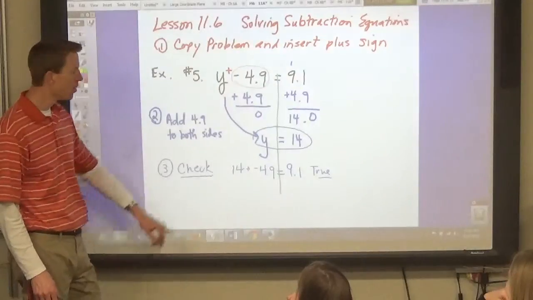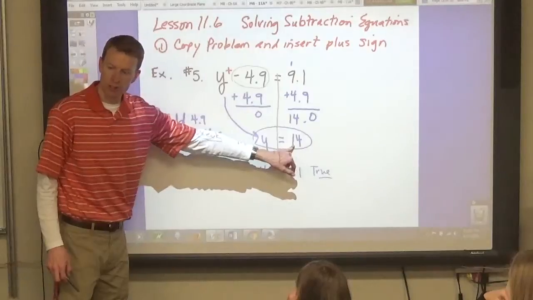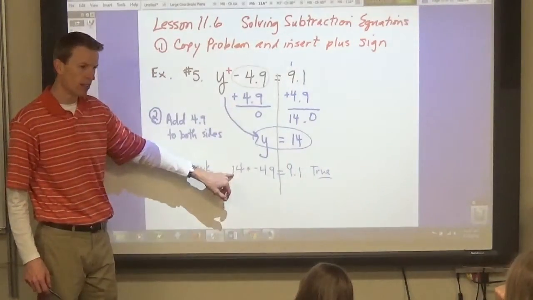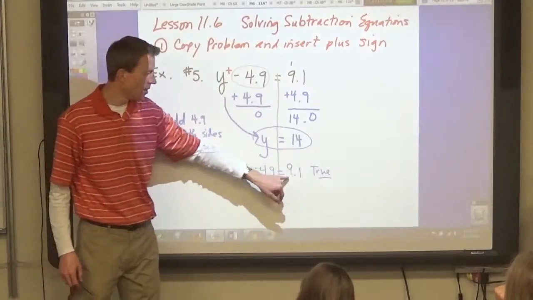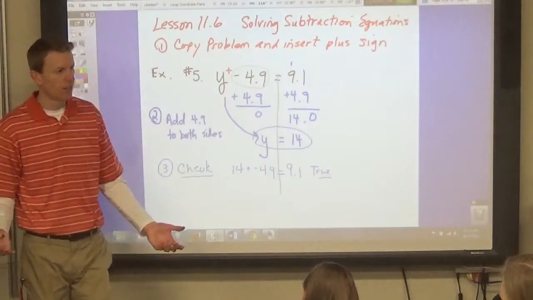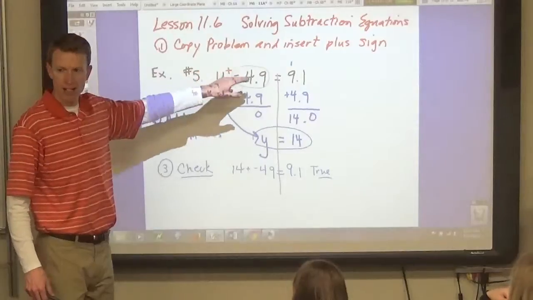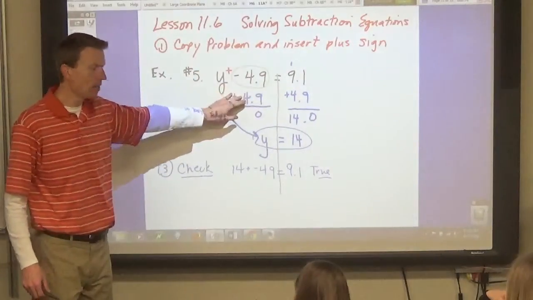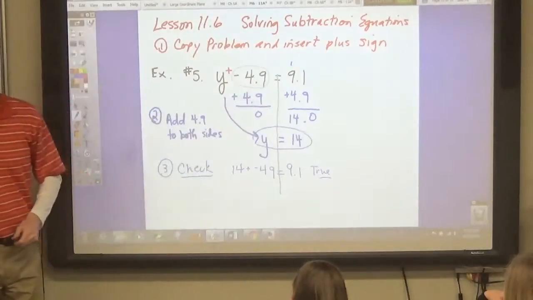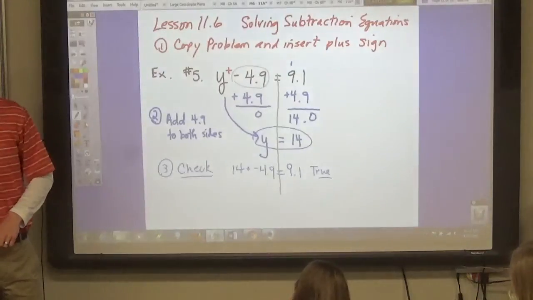Right? And you check it by inserting the answer, the solution, into the original equation in place of the variable, and then checking it. Pretty simple, right? We learned about how to solve before with the addition equations by adding the negative. Today we're just going to add the positive. Okay? So let's do a few together. Your assignment is from page 329, so let's start on that.